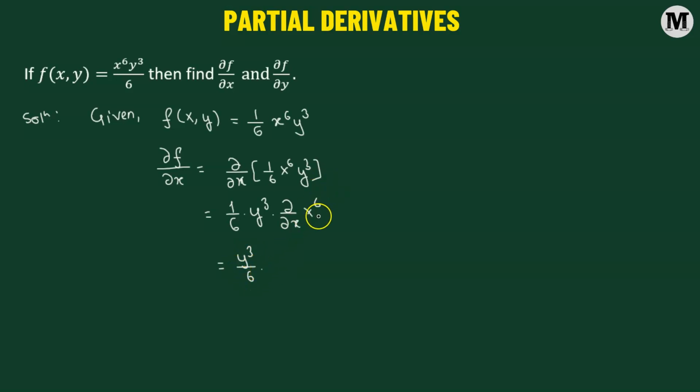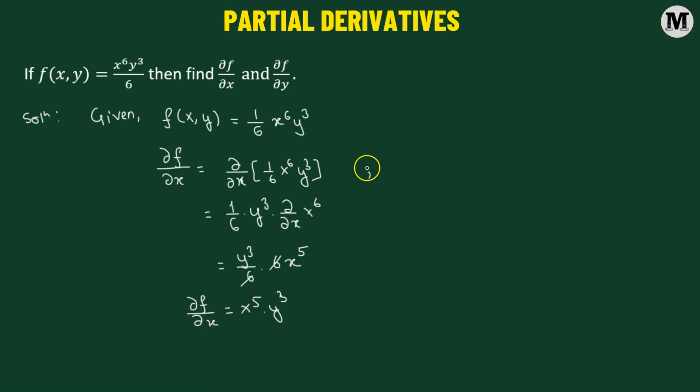Now what's the partial derivative of x raised to the power of 6 with respect to x? Or we will use the ordinary derivative. By using the power rule, we get 6 times x raised to the power of 6 minus 1, so that's going to be 5. Now we can factor out 6, and this is going to give us x raised to the power of 5 times y cubed. So this is going to be the partial of f with respect to x.